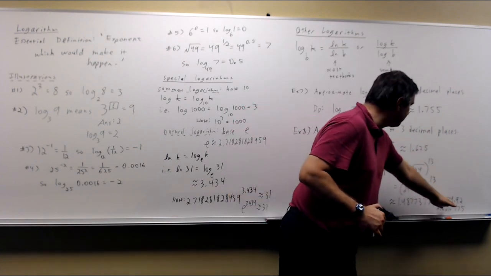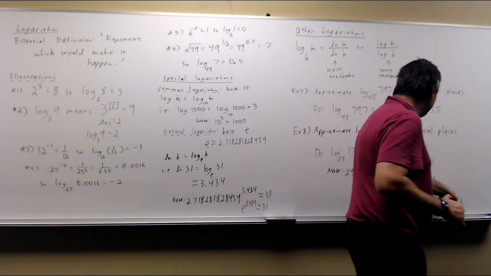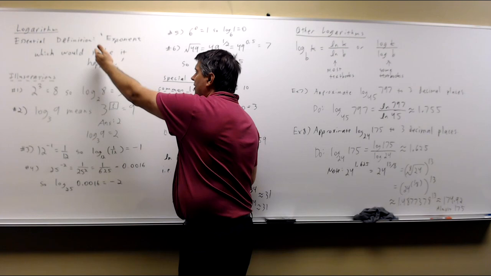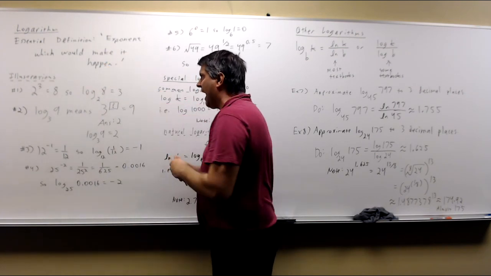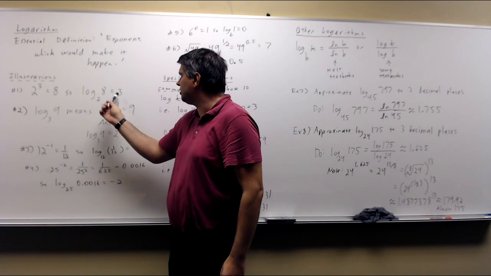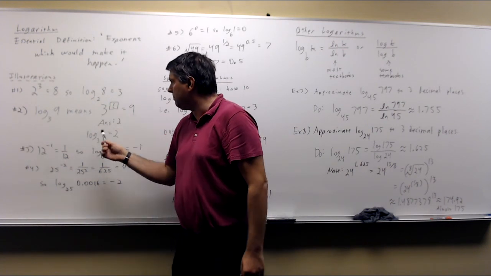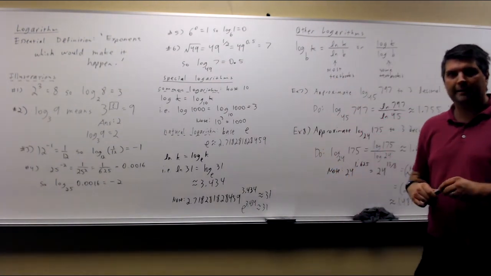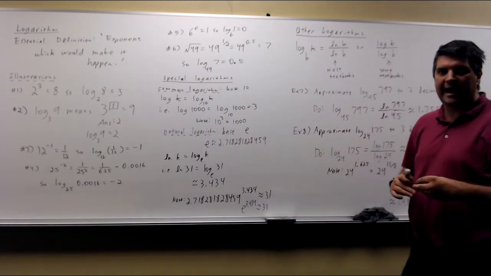Okay? So all these notes are to illustrate that these exponents, these logarithms, have relationships to exponents. Again, the logarithm is the exponent that would make it happen. So since 2 cubed is 8, log base 2 of 8 is 3. It's the exponent that would make it happen. Okay? And I am done.